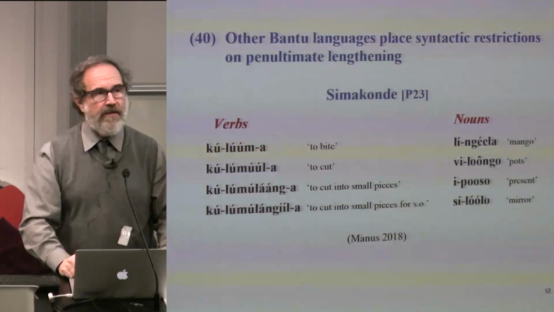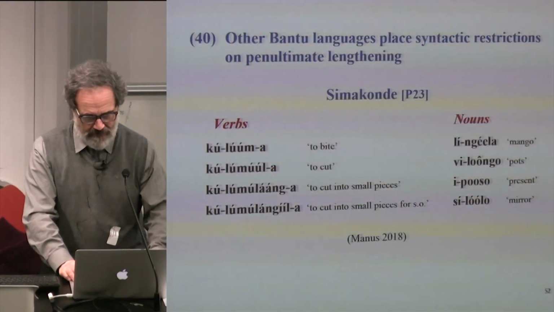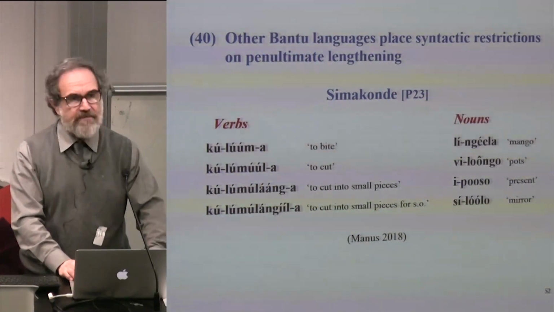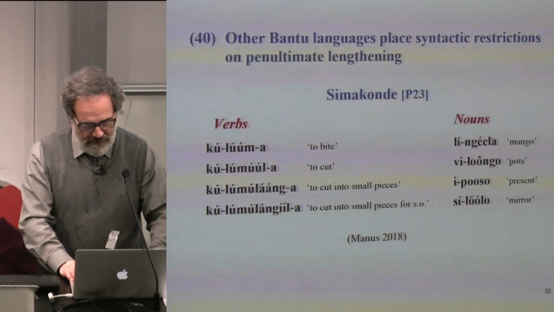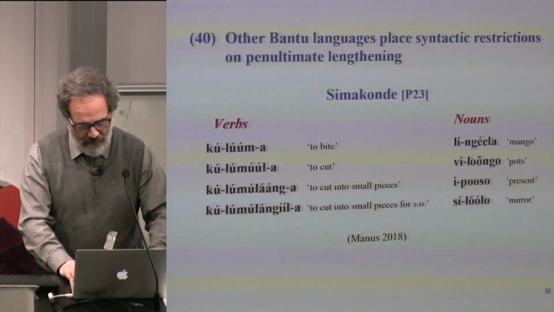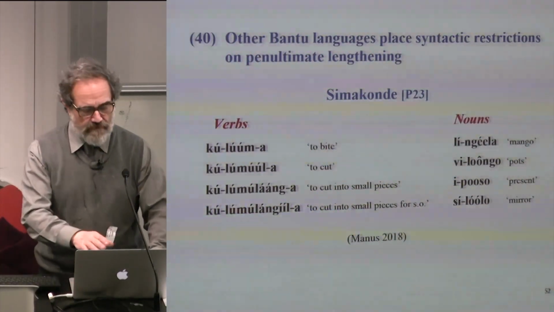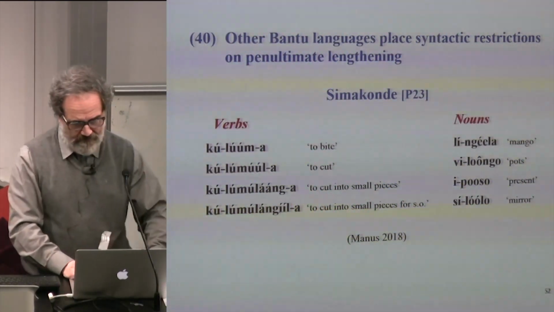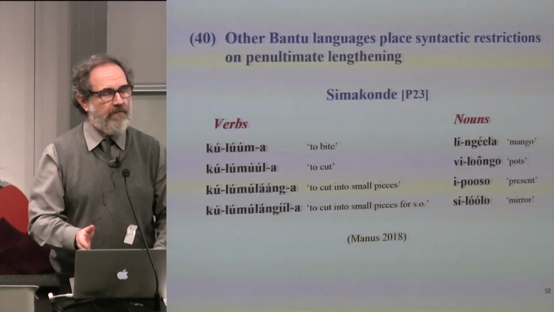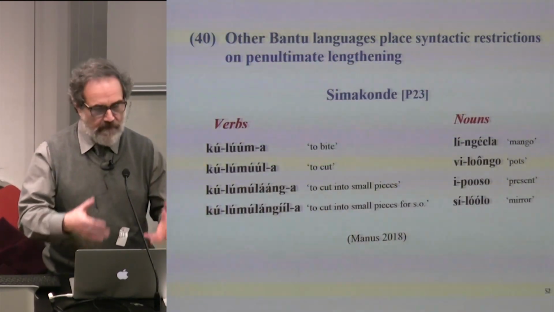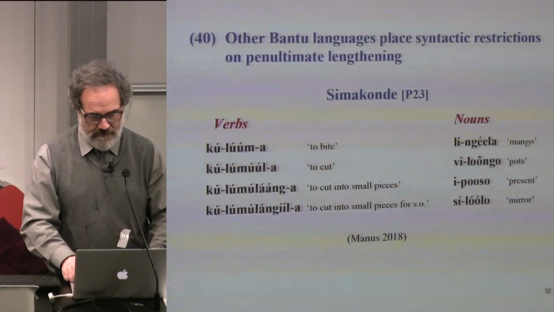So here's Si Makonde. Now, there are a number of Makonde dialects that Nicholas Rowley and I surveyed. I'll talk a lot about Si Makonde, work of Sophie Manus from Paris. And here you can see to bite has a long vowel, to cut. There is no contrast in length. So these are all these long vowels you see on the verbs there on the left and on the nouns on the right. They're all from penultimate lengthening, that words in isolation automatically lengthen their penultimate vowel. So that's like the Shona case I started with.